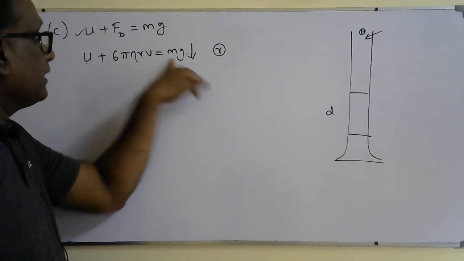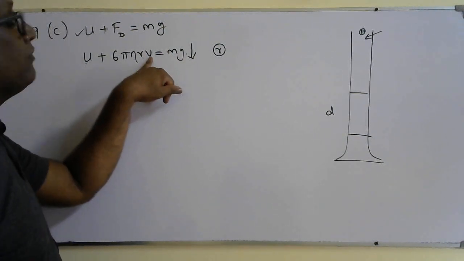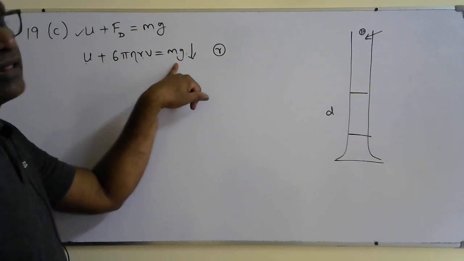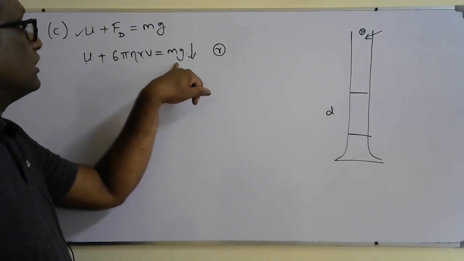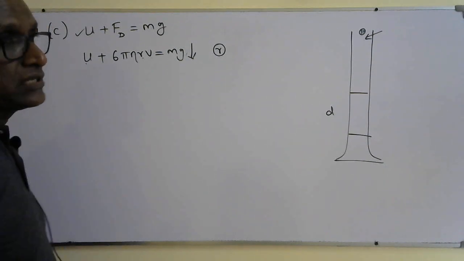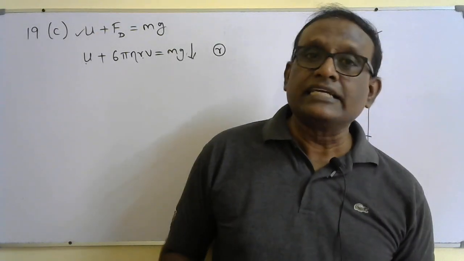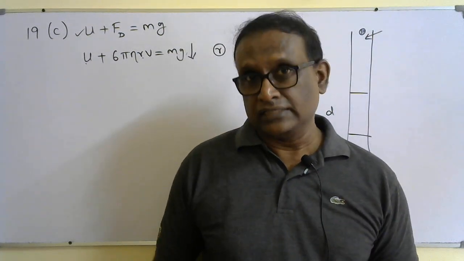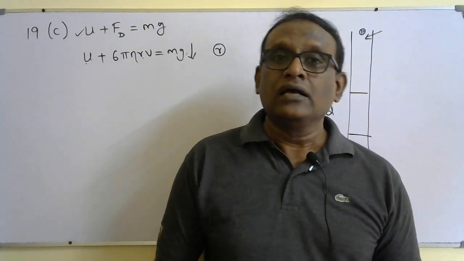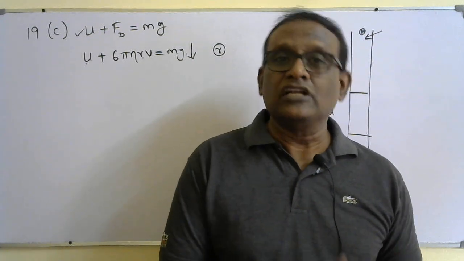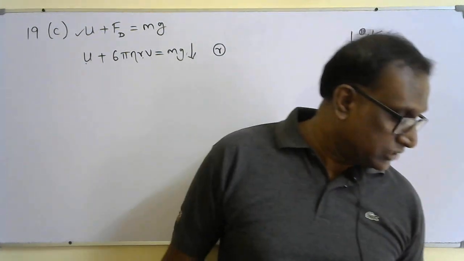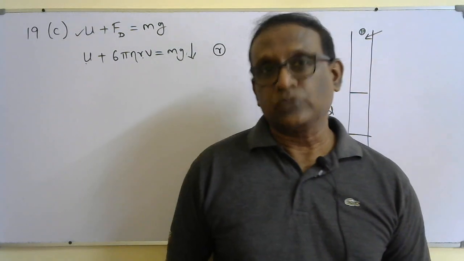When we reduce the weight, even at lower speed, we will be able to balance the total downward force with the upward force. If we can balance it at lower speed, the terminal speed will be smaller, so it won't be a turbulent flow, it will be a laminar flow. That's the answer you should give in this question.